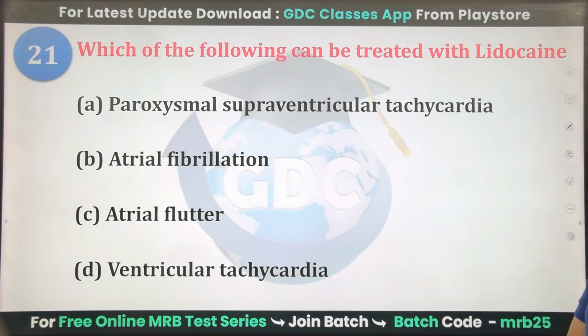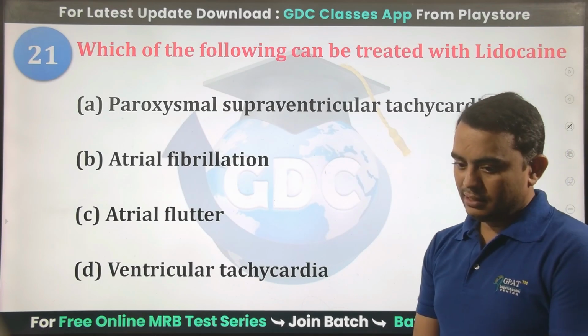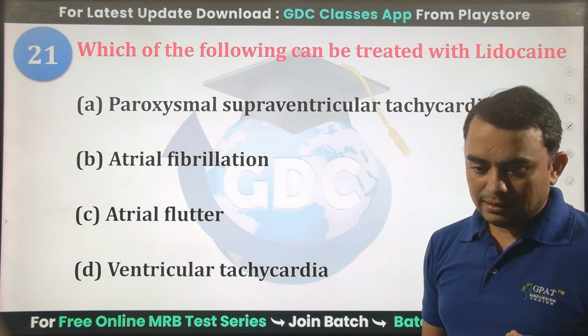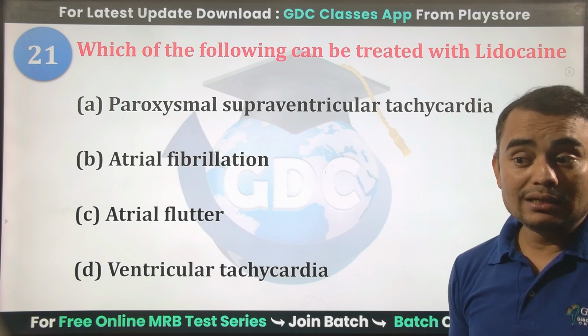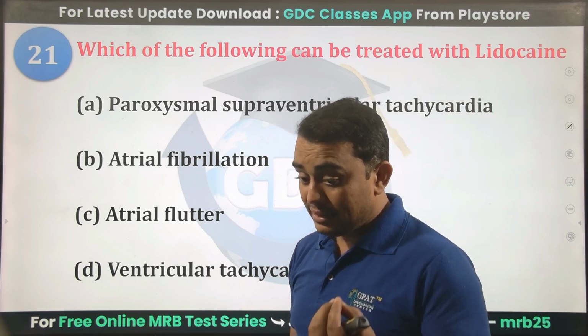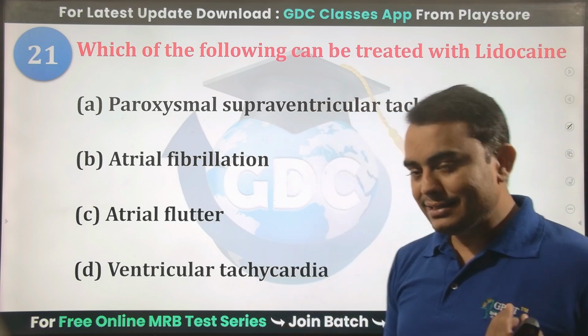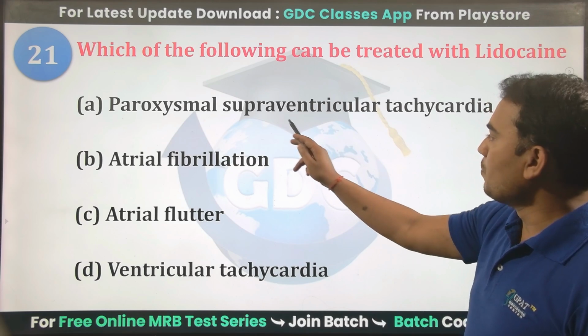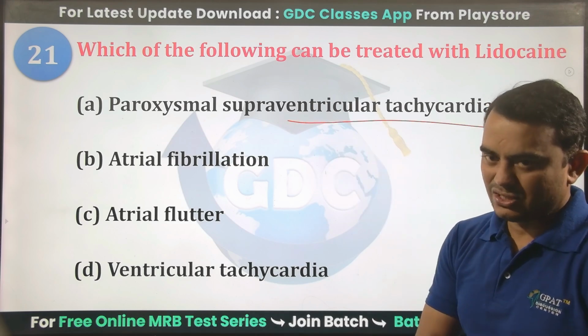Which of the following can be treated with lidocaine? Lidocaine is mainly used for digitalis induced arrhythmia. If there is a digitalis induced arrhythmia, in that situation we can use it. For PSVT, actually it's not useful.